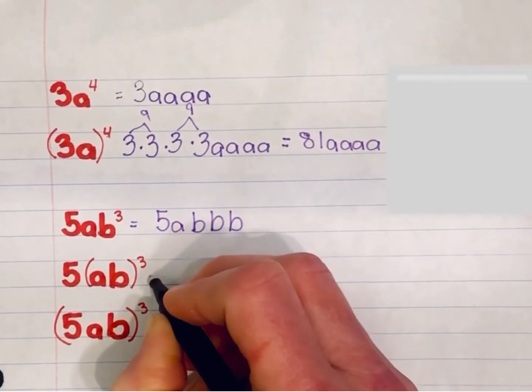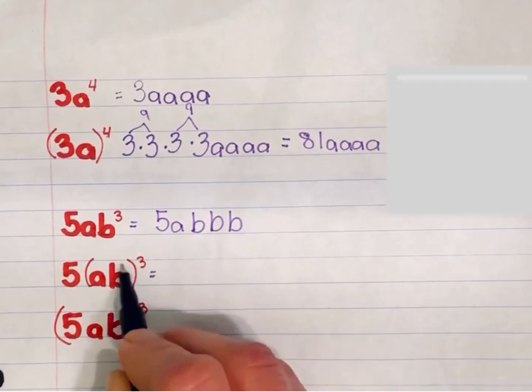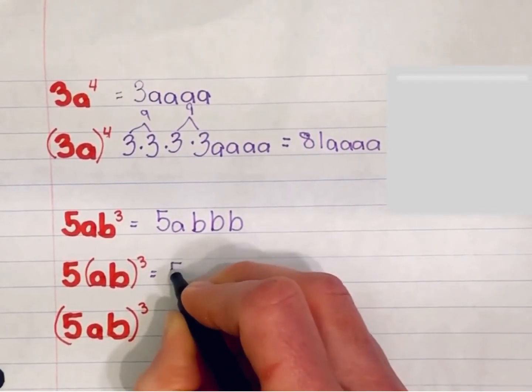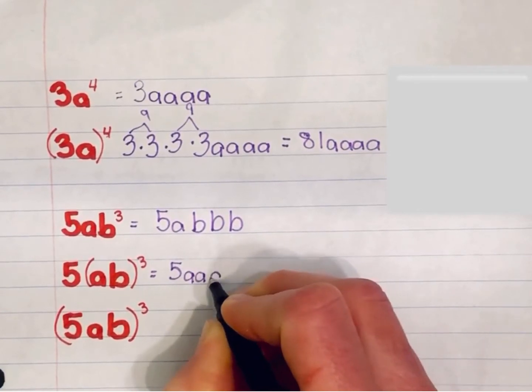Notice the next two have parentheses right before the exponent. So on this one, the 3 applies to both the A and the B. So we have 5 times A times A times A times B times B times B.